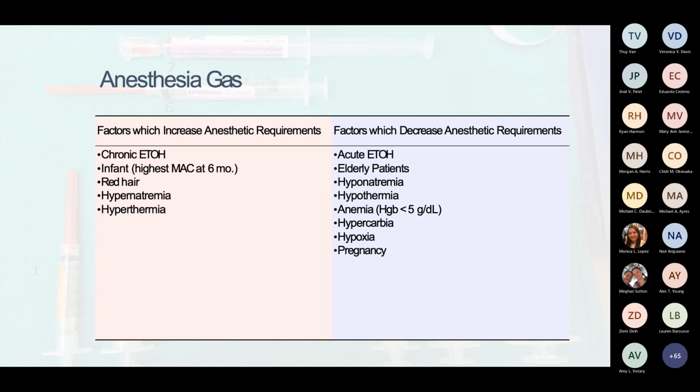So, things to think about that influence anesthetic requirements. Generally, increasing is going to be chronic alcohol abuse. Infant, remember your highest MAC is going to be at 6 months. Traditionally, redheads are a little more problematic, and then patients that are hyperthermic because of the hypermetabolic state and hypernatremic tend to also have increased anesthetic requirements.